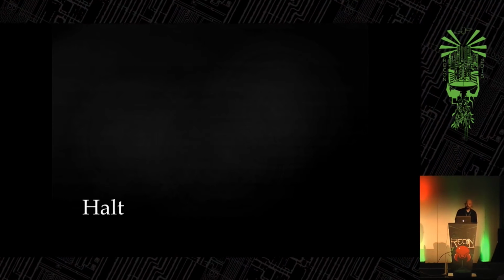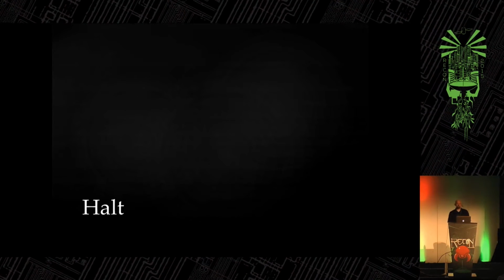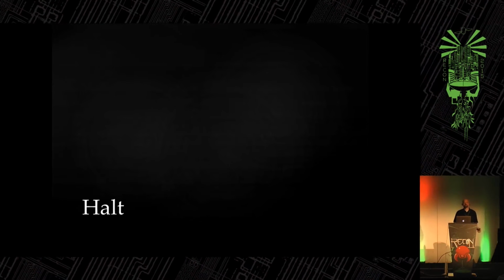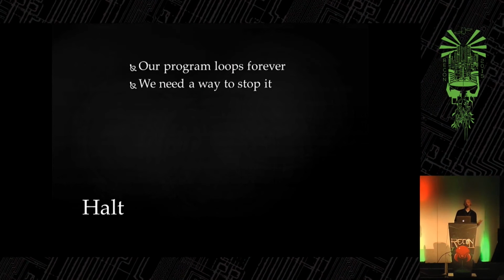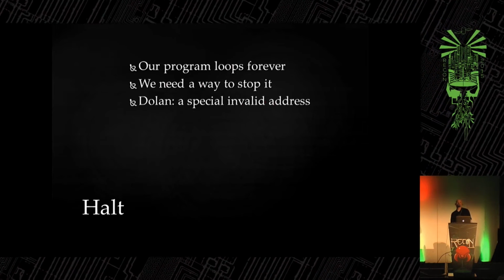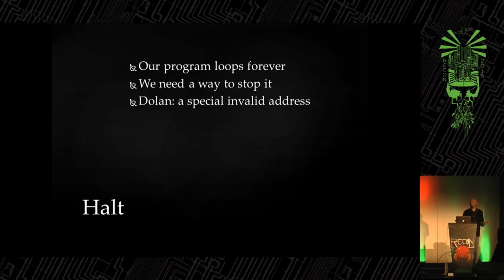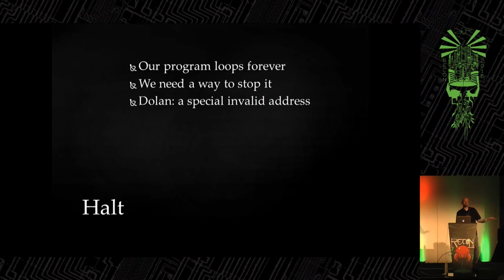We need a way to stop our program. If we're just executing these moves in a continuous loop, we've got to have some way to stop this whole thing. Right now, our program loops forever. Fortunately, Dolan figured this out for us. He said, assume we've got some invalid memory address, and when we access it, the program stops.